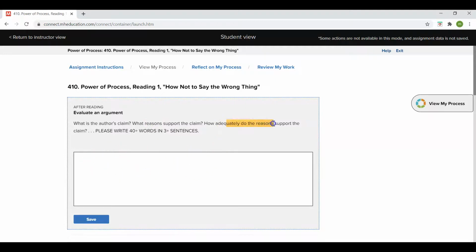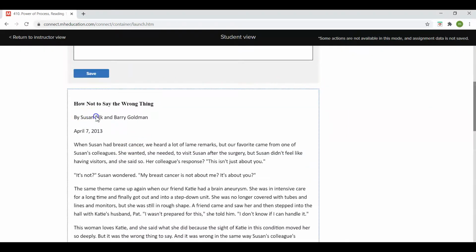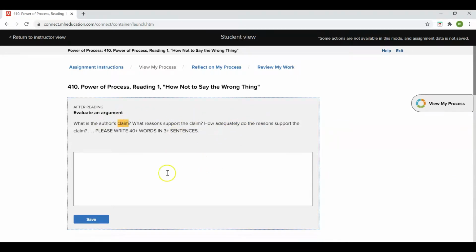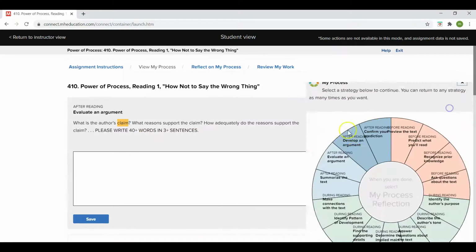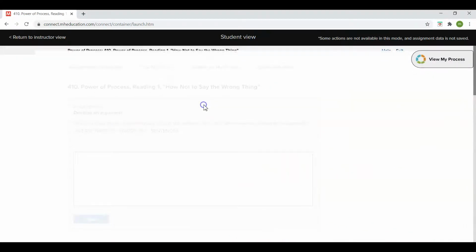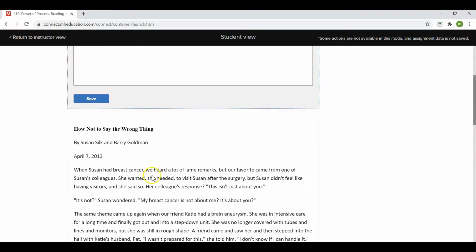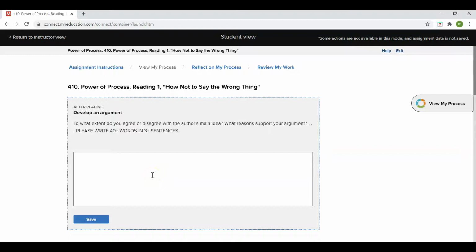How adequately do the reasons the author gives support her claim? I'm focusing on Susan Sook, but really, how do their reasons support their claim or main argument, because there are two people? Write that in 40 or more words and three sentences, and then develop your own argument based on it. Do you agree or disagree? If you disagree, you're going to argue the opposite and then give reasons for your support. You're going to say that they're wrong somehow, or that they're partially right but not completely. Again, 40 or more words and 3 or more sentences.